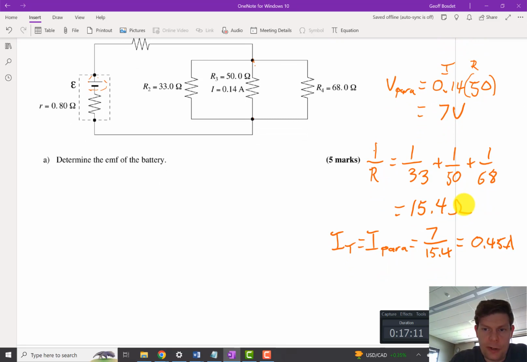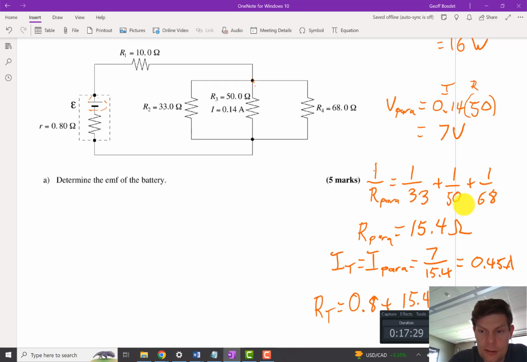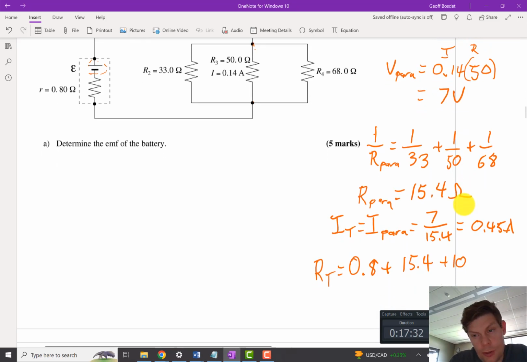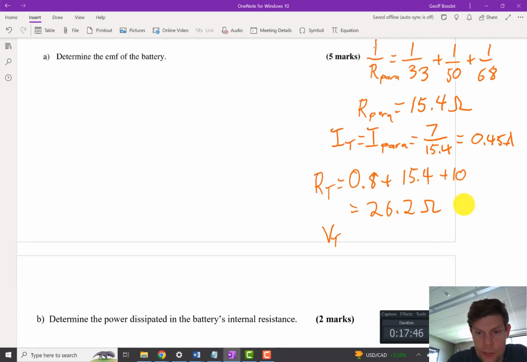This might be better called R parallel. That's the parallel resistance. My parallel resistance is 15.4. So my R total is just going to equal 0.8 plus this 15.4 for the parallel section plus 10. So all that together would be 26.2 ohms. So I got my total resistance, I got my total current.